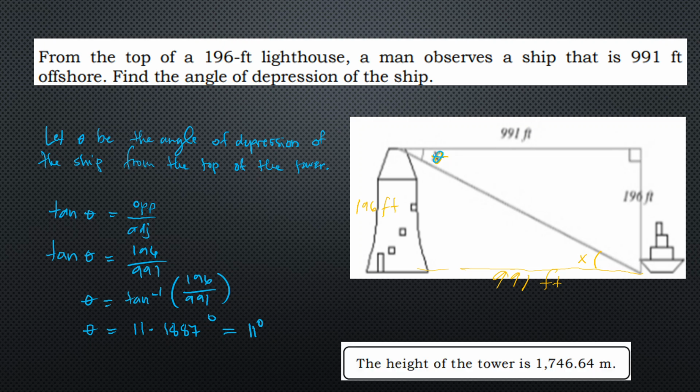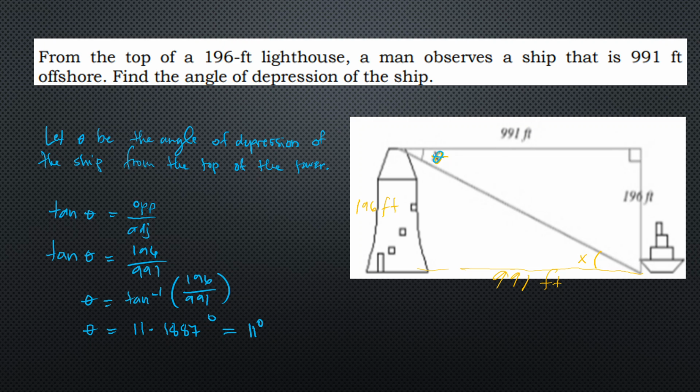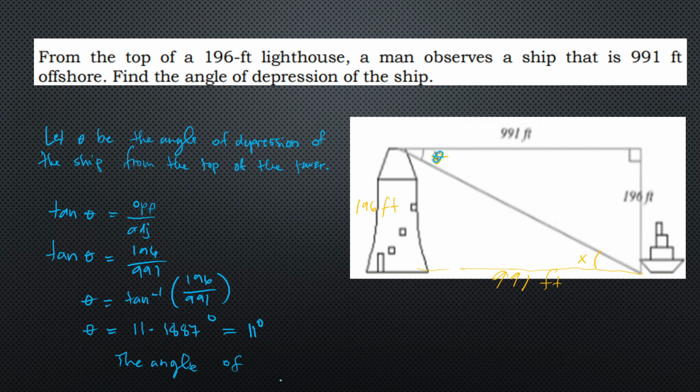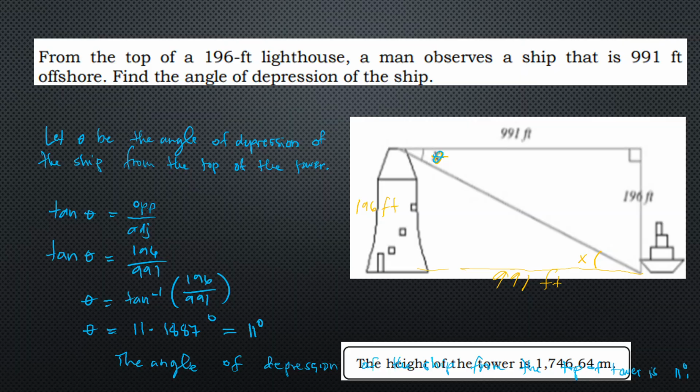Therefore, it's not the height. Not the height. The angle of depression, I'll just write it here. The angle of depression of the ship from the top of the tower is 11 degrees.